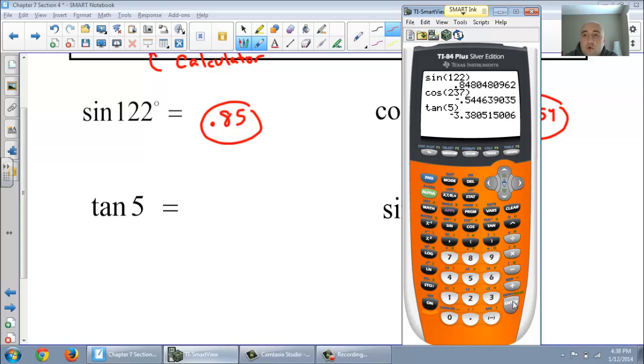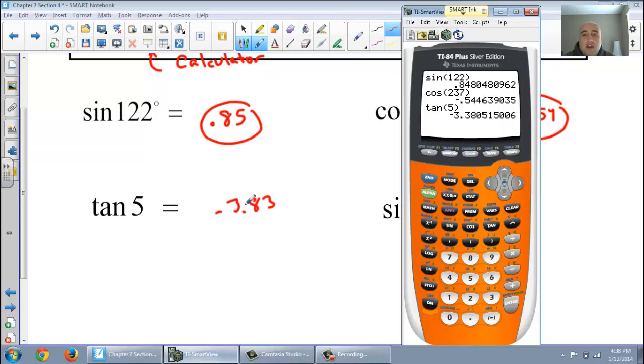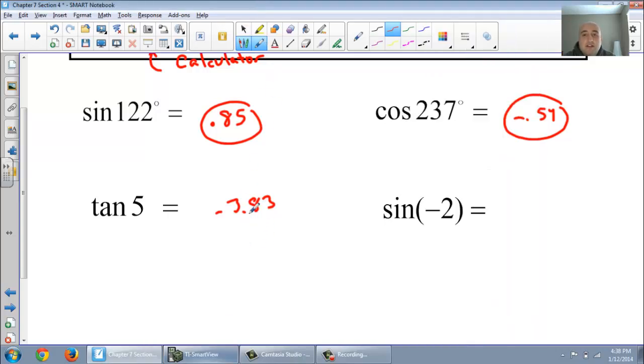Negative 3.38. Let's just double check that. Oops, I had it backwards. It is negative 3.38.